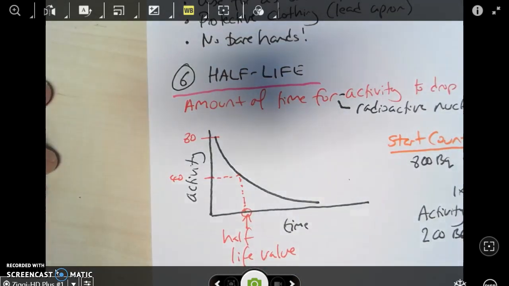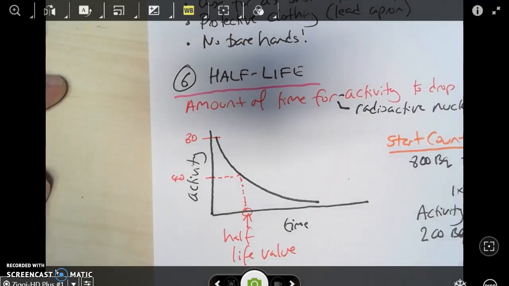So again, half-life is the amount of time it takes for the activity level to drop by 50%, or the amount of time it takes for half of the radioactive nuclei to decay. It's exactly the same thing.